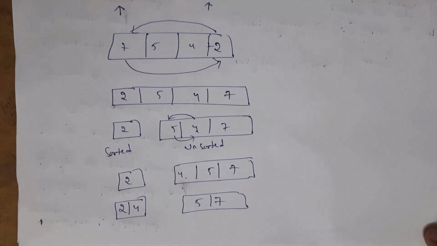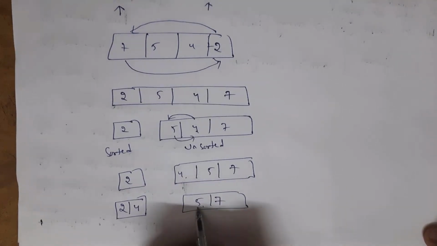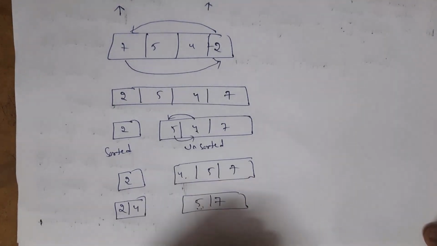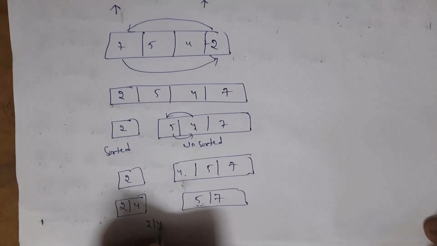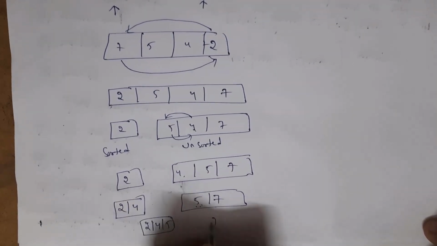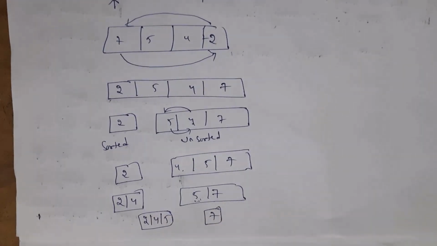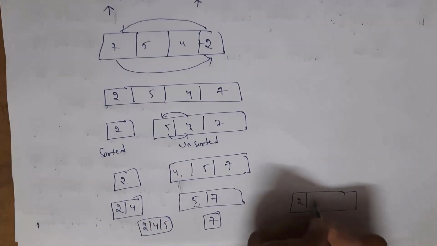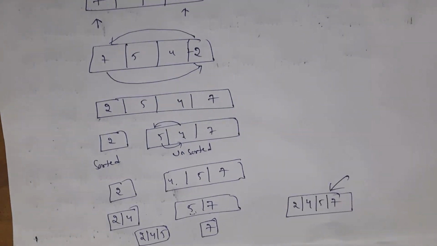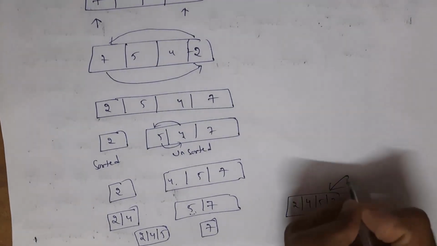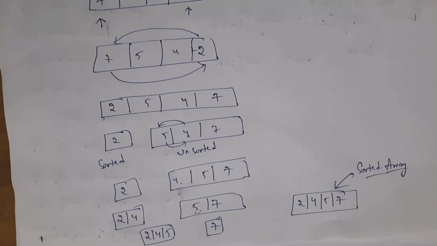Now again we need to find the minimum element from this unsorted array. The minimum element is 5. 5 is already at the beginning, so consider it as part of the sorted array. So 2, 4, 5 and the last element 7. This is the sorted array and this is the unsorted array. This 7 is at the beginning, so again move this 7 into the sorted array. All these elements are from small to big, so this is the sorted array. This is how we perform sorting by using selection sort.